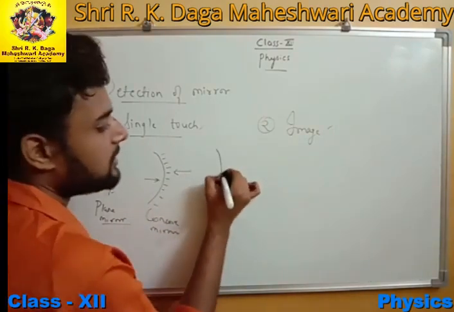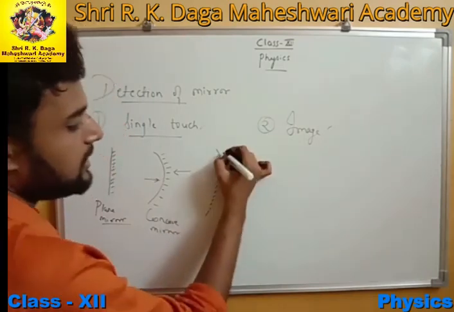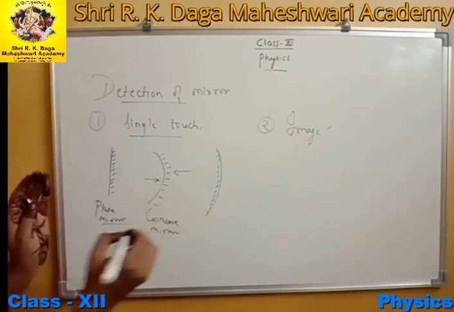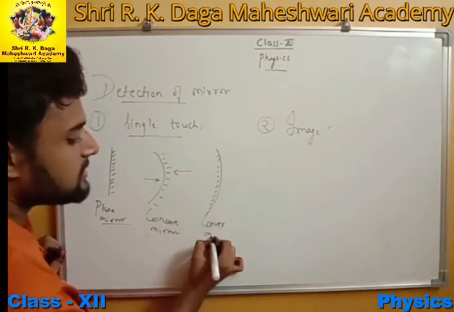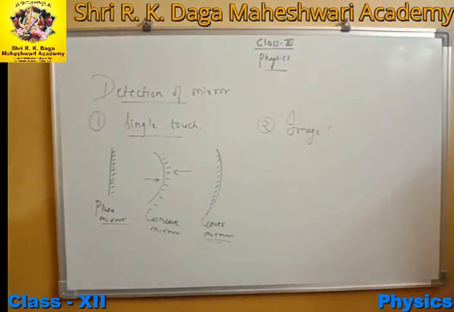Similarly, if I touch the mirror and its reflecting surface is bulging outside, as you can see, the reflecting surface is outside while the polished surface is bulging slightly inside, then that kind of mirror is said to be convex mirror. Okay, so this is how you can identify the difference between plane mirror, concave mirror and convex mirror, right?